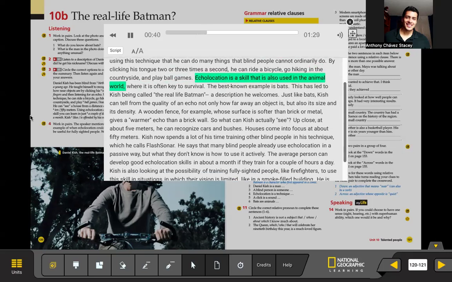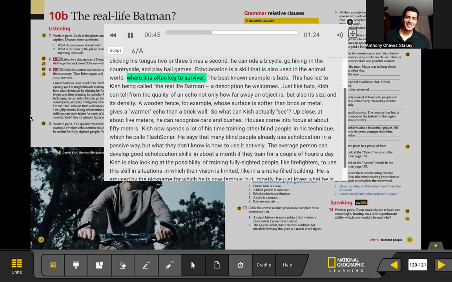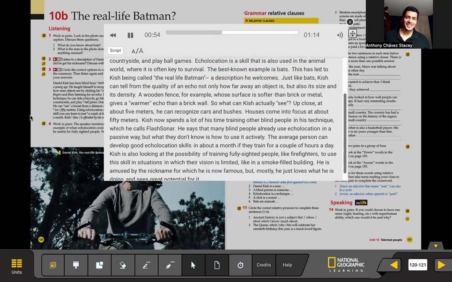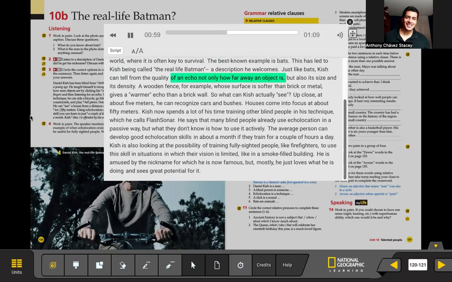Echolocation is a skill that is also used in the animal world, where it is often key to survival. The best-known example is bats. This has led to Kish being called the real-life Batman, a description he welcomes. Just like bats, Kish can tell from the quality of an echo not only how far away an object is, but also its size and its density. A wooden fence, for example, whose surface is softer than brick or metal, gives a warmer echo than a brick wall. So what can Kish actually see?